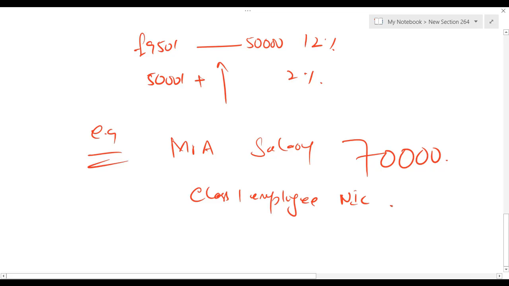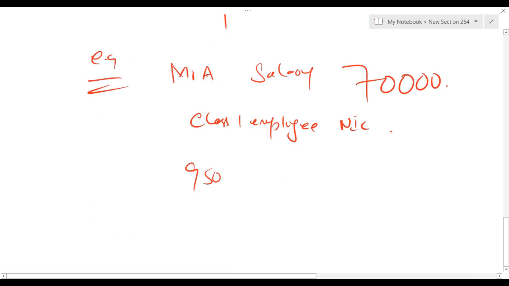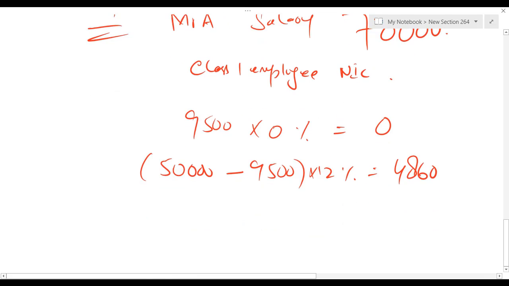Very easy to calculate. Till 9,500 the rate is 0%. Obviously, when I multiply 9,500 with 0, I'll get 0. From 50,000, I'm going to deduct 9,500 and multiply this with 12%. Let's see what I'm going to get. 50,000 minus 9,500 into 12% gives me 4,860. Now, 70,000 minus 50,000 gives me 20,000 at 2%.